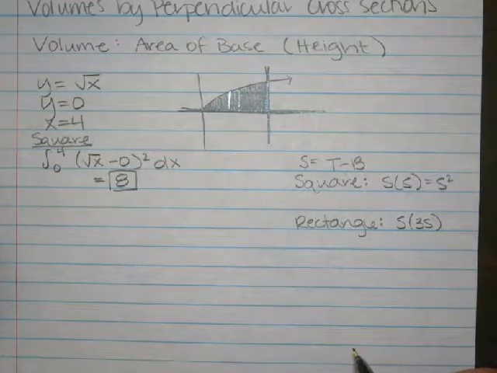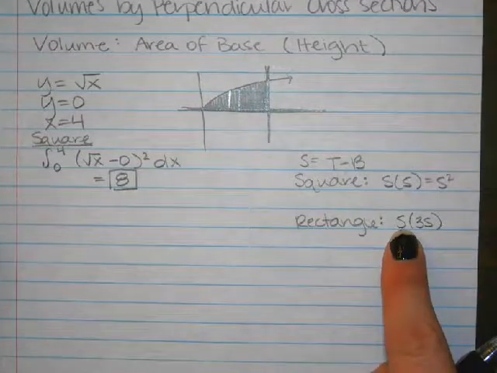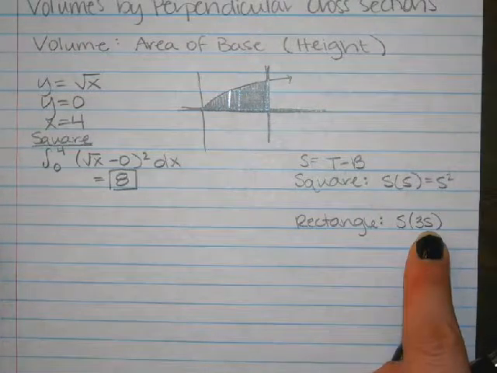Does that make sense? So one side I figure out by top minus bottom. The other side I get by multiplying that side by 3. It's 3 times as tall as the base. The base is one measurement, the height is 3 times that measurement.